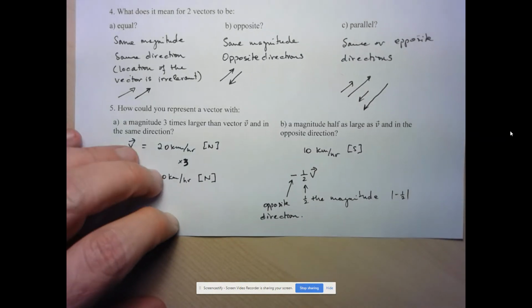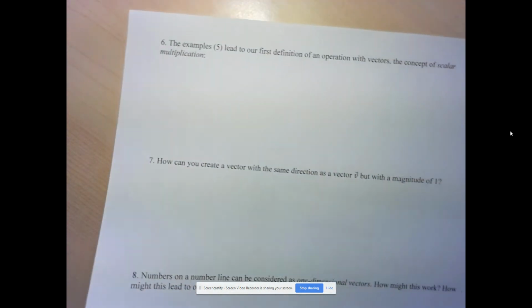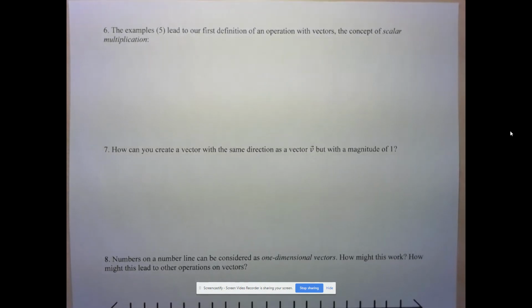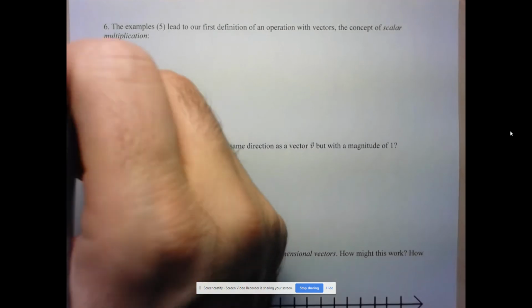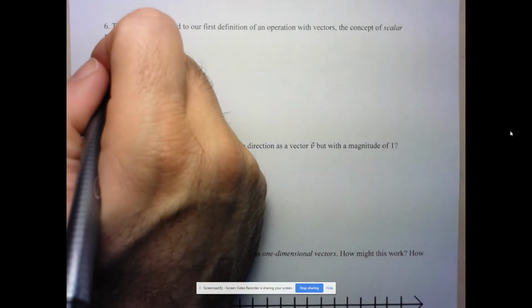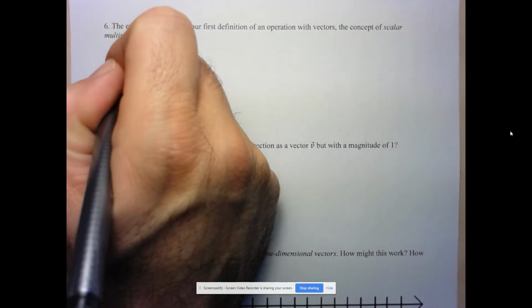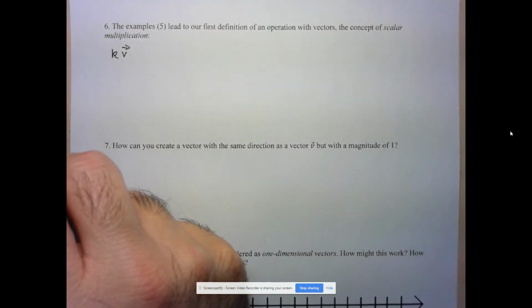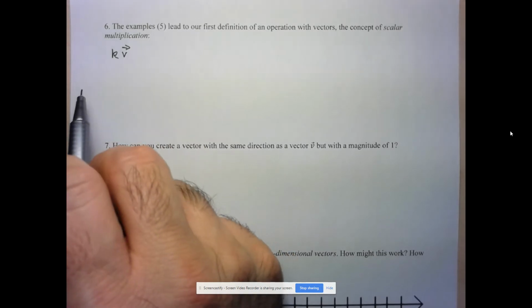Okay, so this is where we're going to move on to the next page. This is going to be our first go at having operations on vectors. So I want to represent this in the most general way. If I'm going to multiply this by a scalar, I'm going to represent that by some unknown, and I'll call that k.